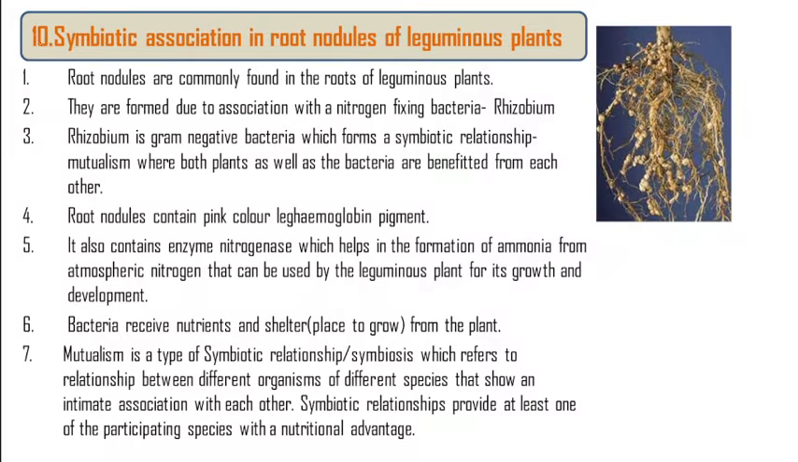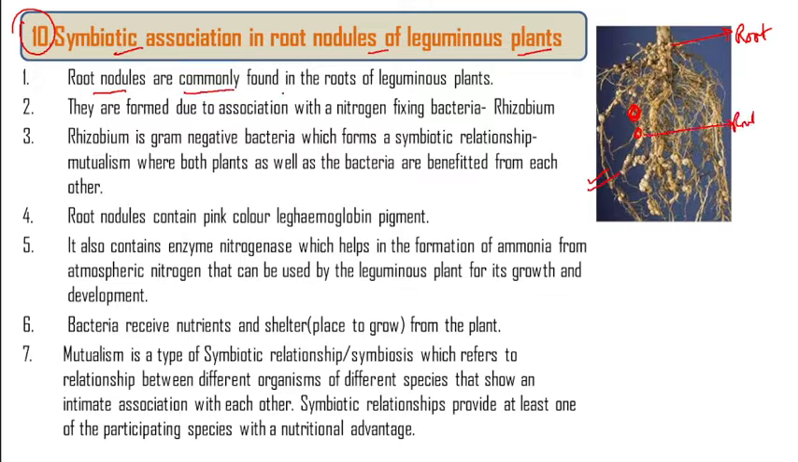Now, the 10th spot: symbiotic association in root nodules of leguminous plants. This kind of an image will be shown to you, or the actual specimen will be shown to you. You have to identify that these are the root nodules, and when you draw the diagram, you will label this is the root of the leguminous plant, these are the root nodules.